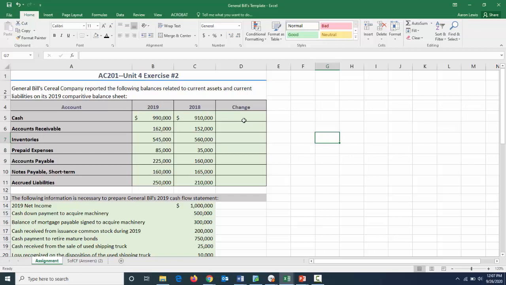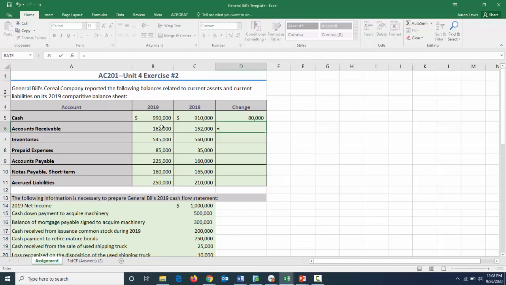So the first thing we need to do is figure out how much cash changed during the period. As we see, General Bills has $990,000 in cash on its 2019 books, and they had $910,000 on their 2018 books. Well, I think it's safe to say then that cash increased by $80,000 during the period. And that is going to be our answer. When we do our statement of cash flows, we know that's the number that we're working towards. Let's figure out our other accounts.